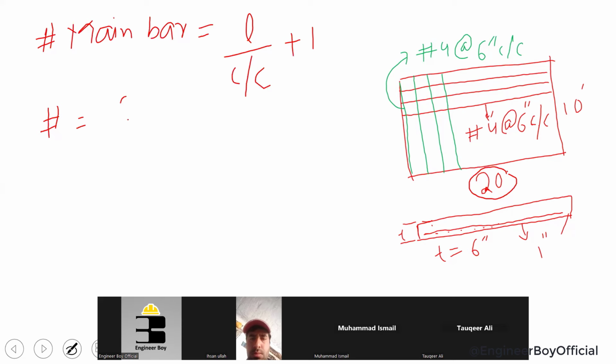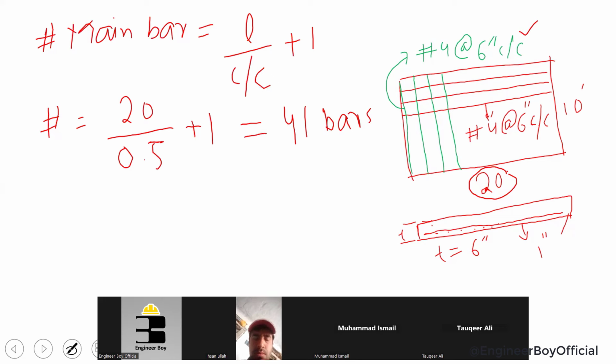So the length will be taken as 20, and the center to center for the main bars is actually 6 inches, or maybe 0.5 feet. Okay, and we will add 1 extra bar, maybe for the start or maybe for the end. So the number of bars can now be 41 bars. It means these green bars along the span, which is 20, can be 41 in number.